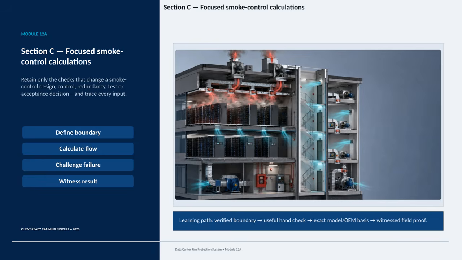First, I define the boundary. What system, zone, condition, and decision are actually being evaluated? Next, I calculate the flow using a useful hand check, enough to establish the governing relationships and identify obvious errors.